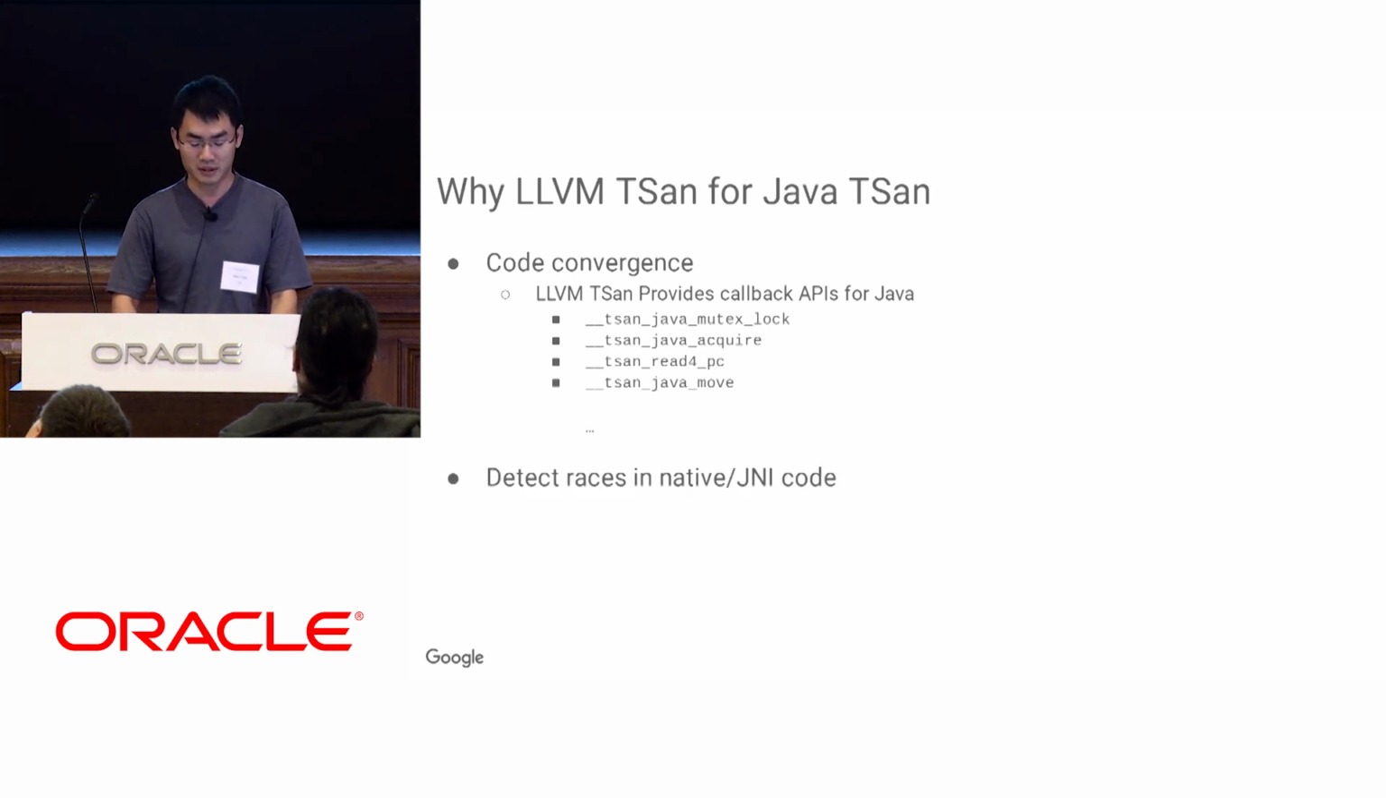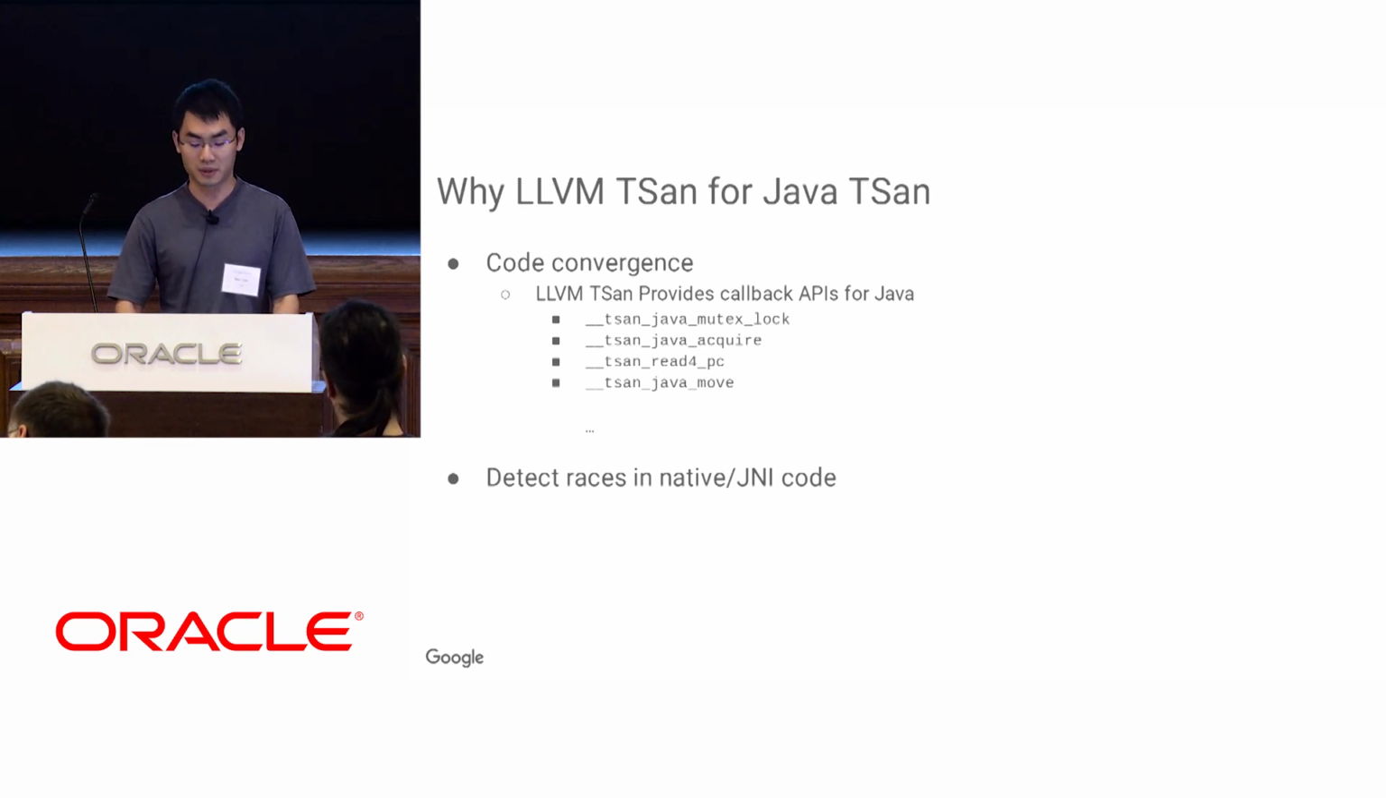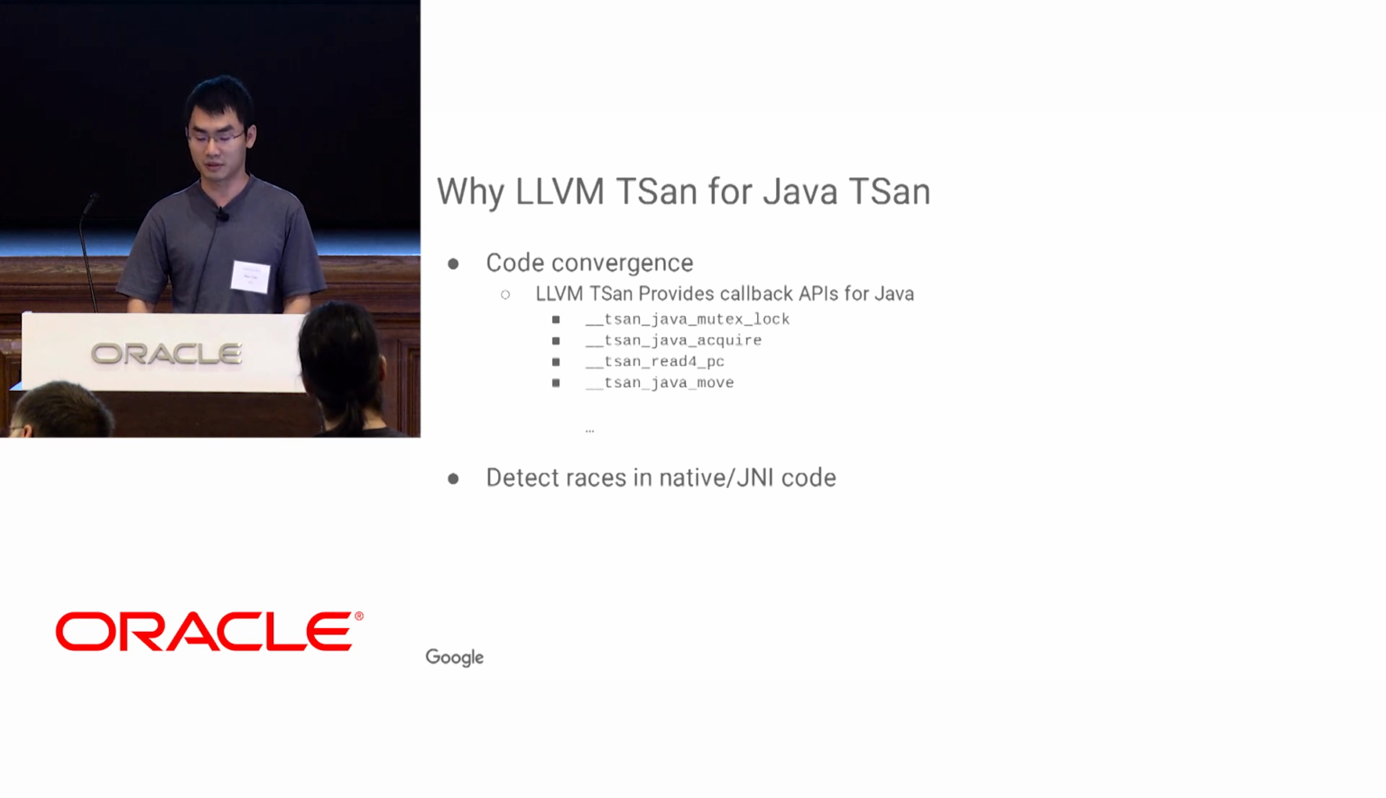The second question is, we may actually want to detect the races in native and JNI code. The native and JNI code are user code, and they run together in the same process as the Java code. If you have races in the C++ code and the native code, it may break all the nice properties that Java provides you. So it's important to detect all the native races together.